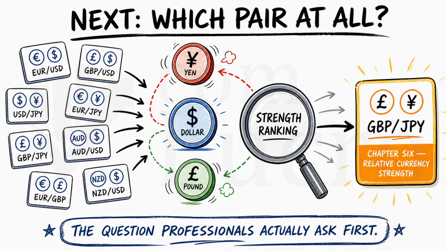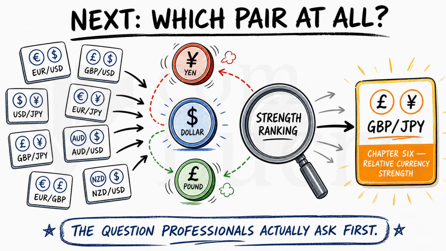But notice what it still can't do. It talks about one currency, the dollar. And plenty of days the dollar is the calmest thing on your screen, while the yen or the pound is doing all the work. So the next question is the one professionals actually ask first. Out of everything available, how do I decide which pair to even look at?